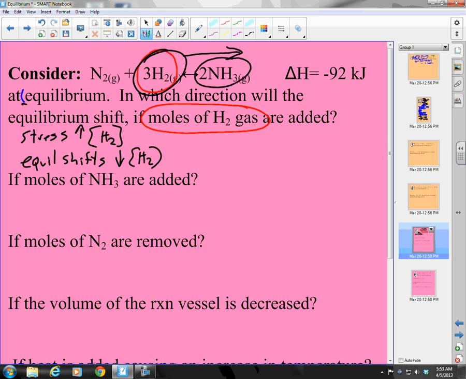So that means my equilibrium shifts toward the products. Woohoo! Hey, that's a piece of cake. Once you understand that, this stuff is really easy.